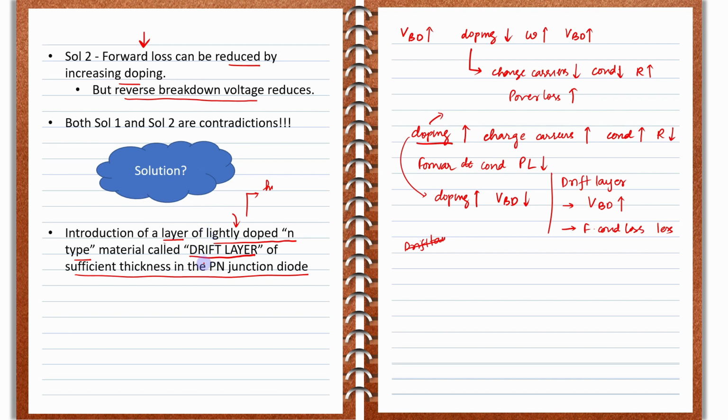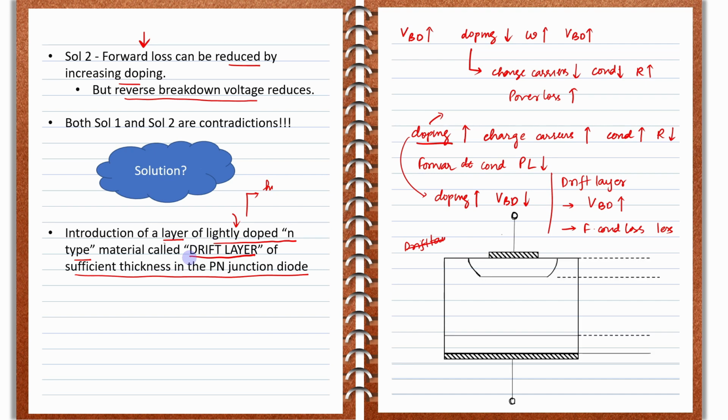This is called the drift layer. So in all power diodes, you will have this drift layer. So basically you are having a PN junction diode, right? So this is your P side, this is your N side. In between, you are having another layer which is called the drift layer.